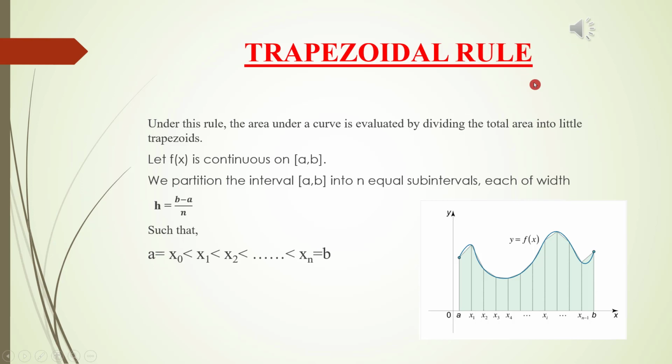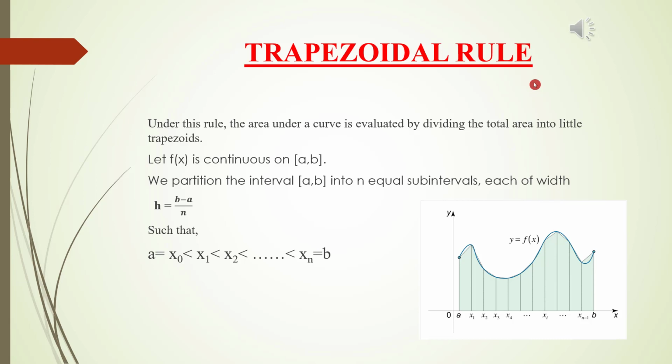Trapezoidal rule. Under this rule, the area under a curve is evaluated by dividing the total area into little trapezoids, as we can see from the figure. Let f of x be continuous on the closed interval a, b. We partition the interval a to b into n intervals, each of width h equal to b minus a divided by n, such that x0 is less than x1 less than x2 and so on up to xn.